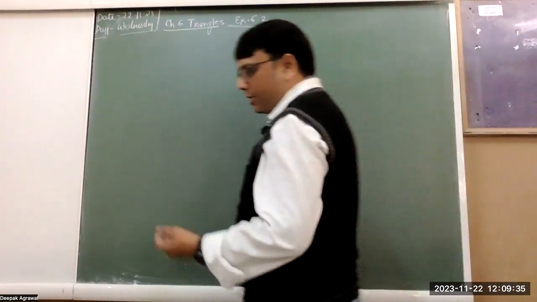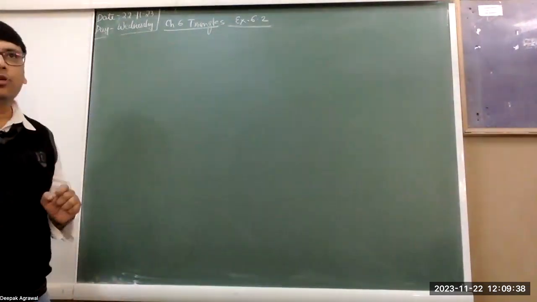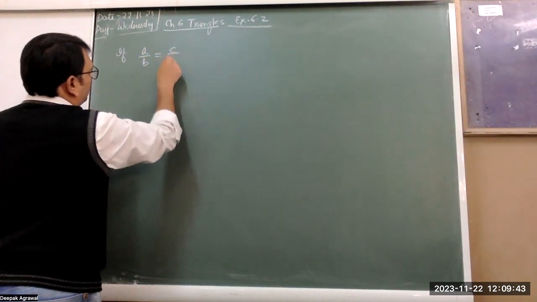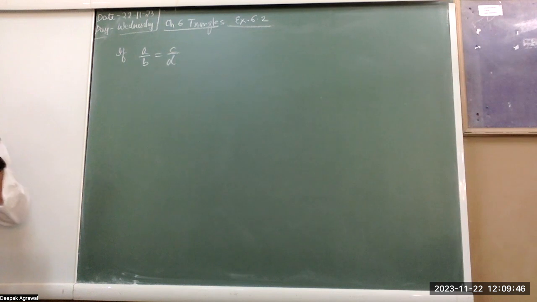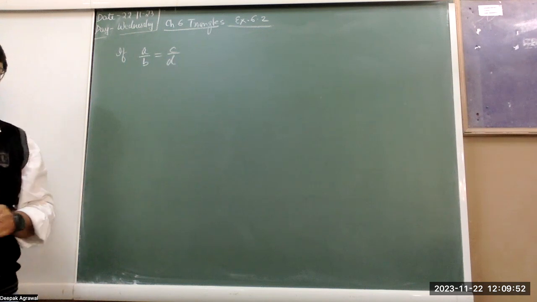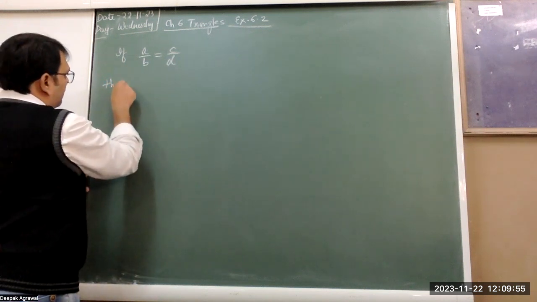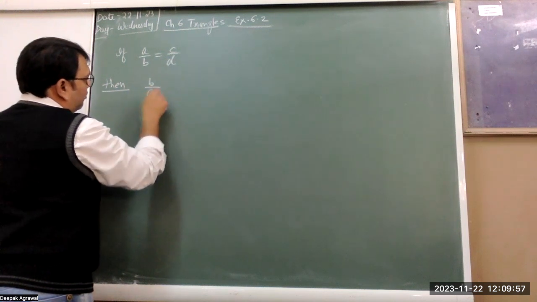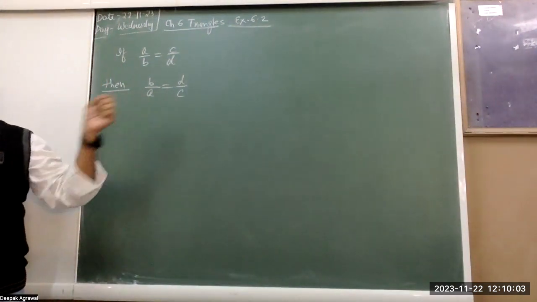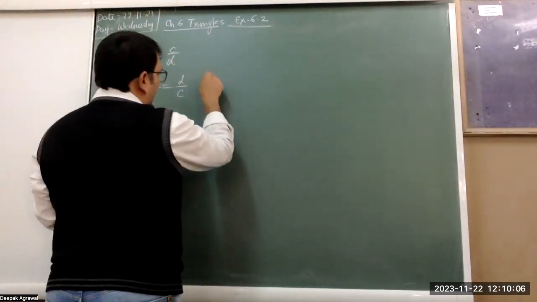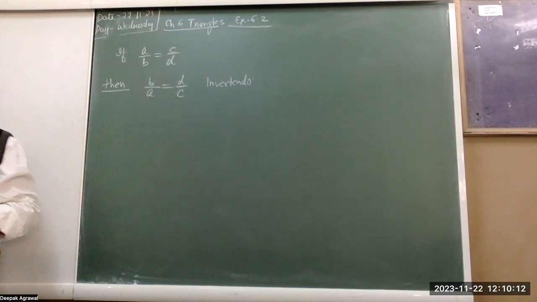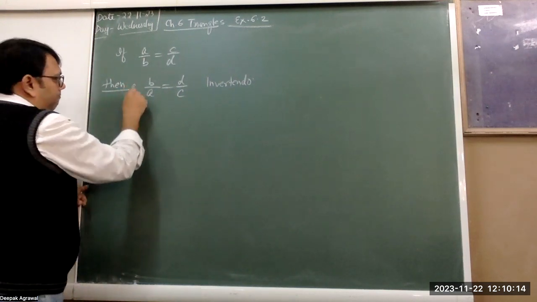Before we proceed to the next question, we need to understand some properties of ratio and proportion. If A upon B is equals to C upon D, means whenever two ratios are equal, then obviously their reciprocals will also be equal. Right? If I reciprocate both the sides, their reciprocals will also be equal. This process is called invertendo. What is it called? Invertendo.